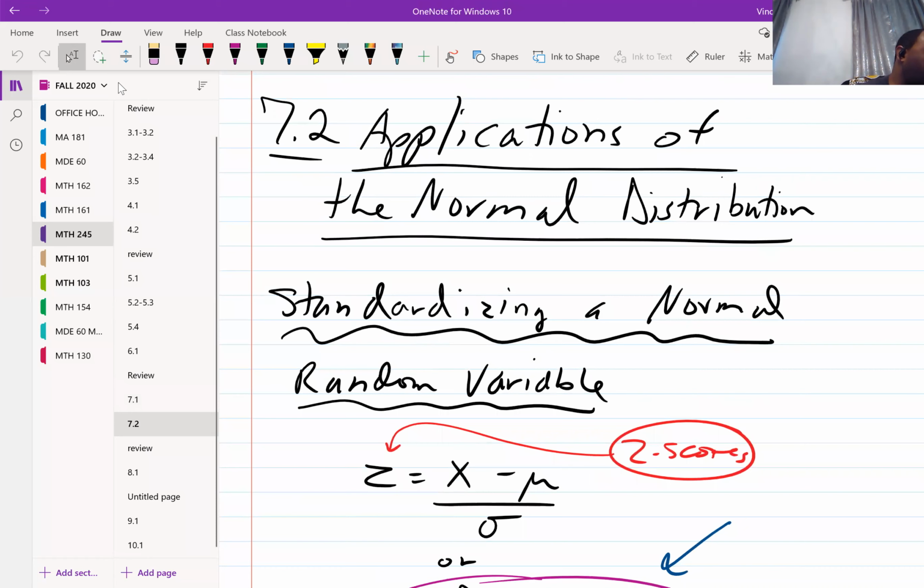So I'm gonna take what we did in 7-1 and apply it. Applications of the normal distribution, standardizing a normal random variable. And we will do that by using z-scores. We talked about z-scores previously. Now we're going to actually use them in an application.